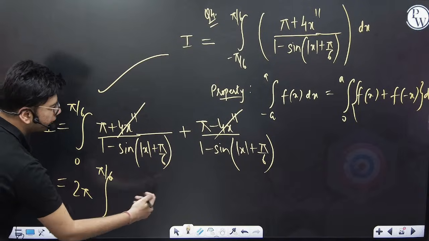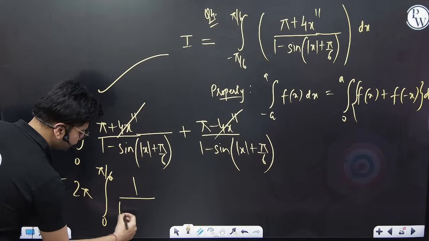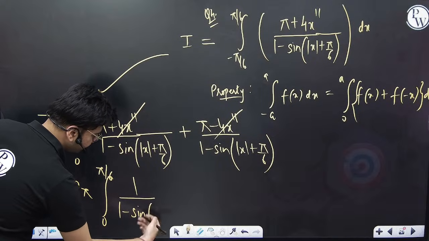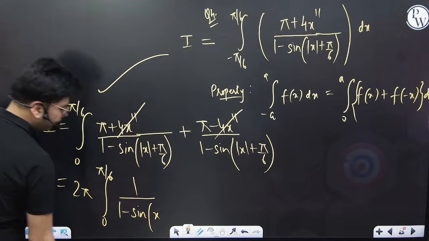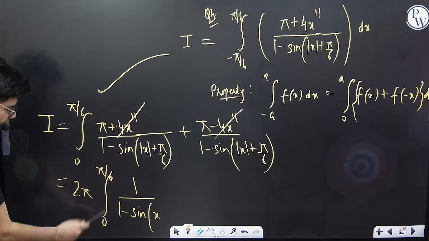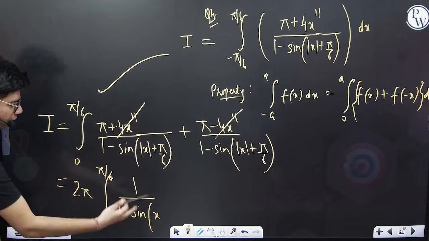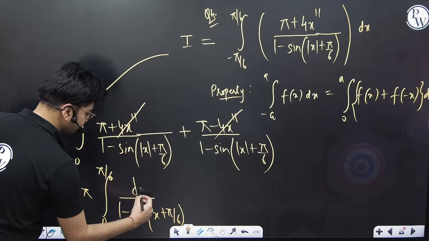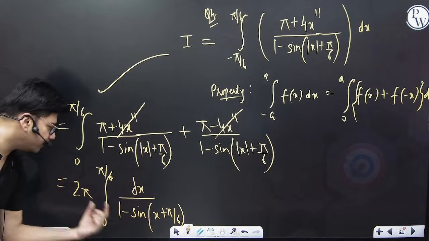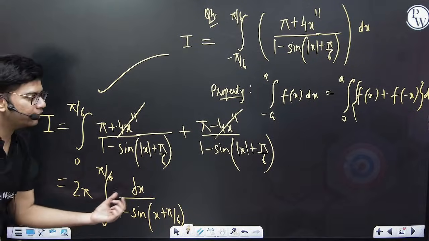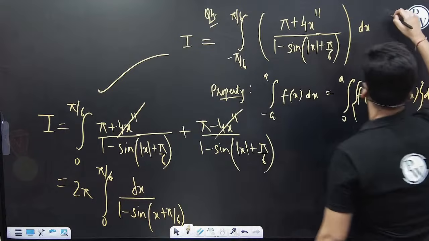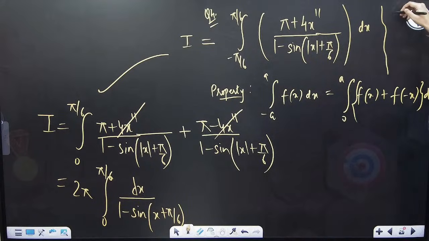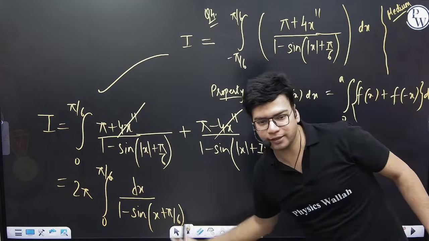Now it becomes a very basic question which you can simply solve by integration. And also mod x can be replaced with x because from 0 to pi by 6, x is positive. Calculate the value of this integral and get the answer, then multiply by 2 pi. Again, a very basic question based on a property. I'll rate it as medium because even after applying the property, you have to integrate.